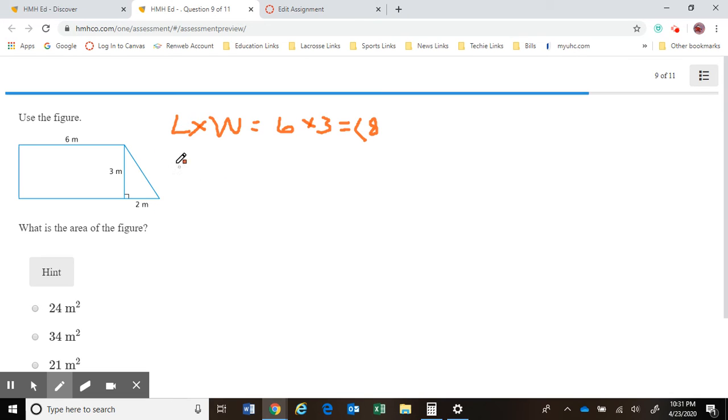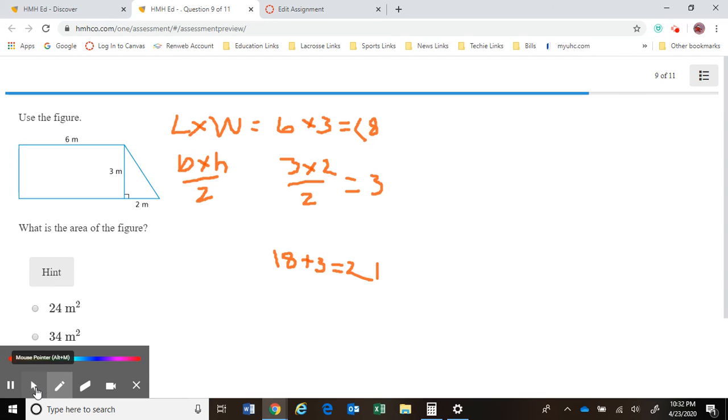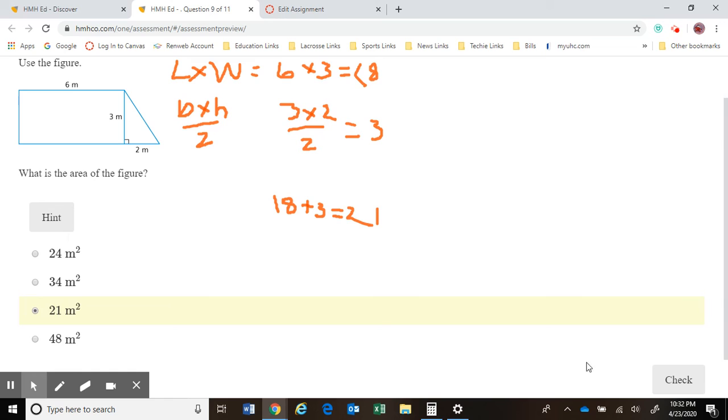And then I've got a triangle, right? So that's going to be base times height divided by 2, or you could say 1/2 base times height. Many ways you could say that. So I've got 3 times 2, and I want to divide that by 2. 3 times 2 is 6, and 6 divided by 2 is 3. So I've got 18 and 3, and I'm just adding those together. So 18 and 3, that's 21. So I'm looking for 21 meters squared, 21 square meters.